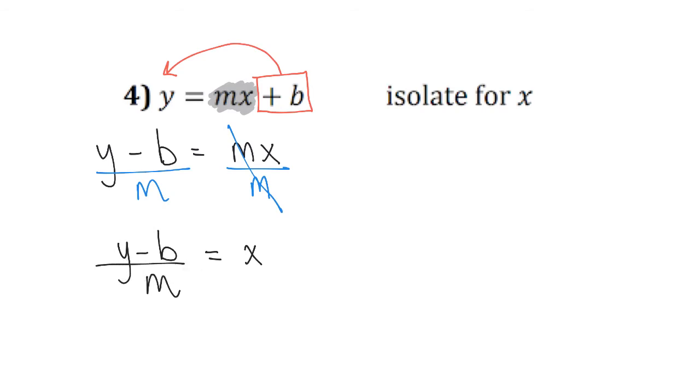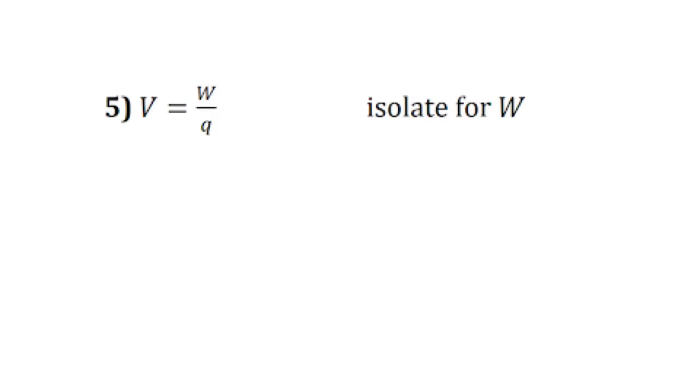by m. All right, let's take a look at a formula that has a fraction, or we could look at this as a division. Remember that the bar represents the division operation. So this says v is equal to w divided by q. And they are asking us to isolate for w. So we need to get w by itself.